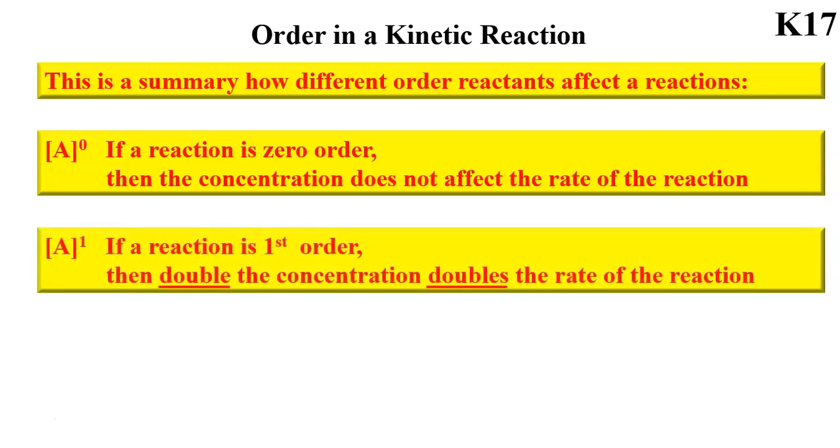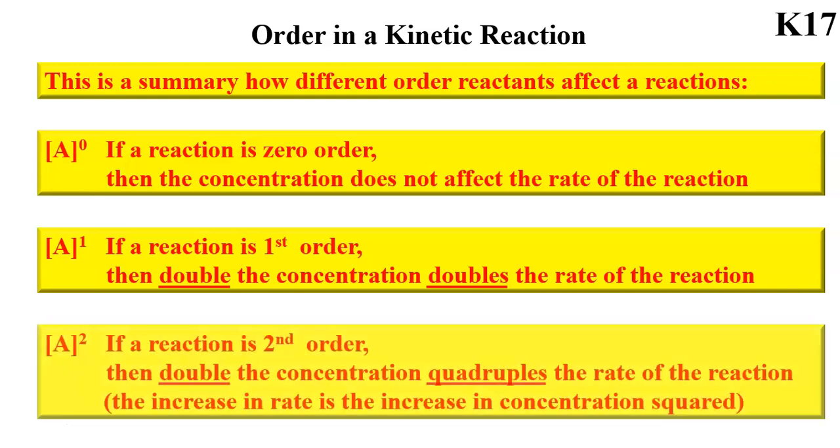A to the first: if a reaction is first order, then doubling the concentration doubles the rate of the reaction. Tripling the concentration would triple the rate of the reaction, and so on. So it's a direct relationship between the concentration and how fast the reaction takes place.